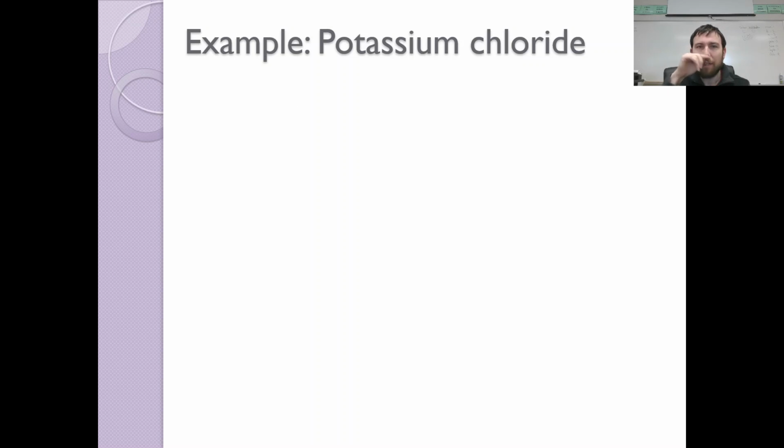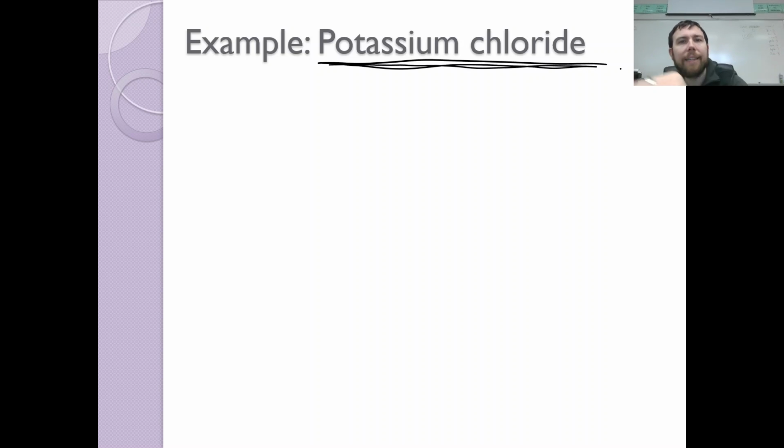All right, so here's our example. We've been given potassium chloride. That is the name of our compound. So we just want to make sure, is this ionic? Does it contain a metal and a nonmetal, or a cation and an anion? Look at potassium. Potassium's element K. It's definitely a metal. Chloride.